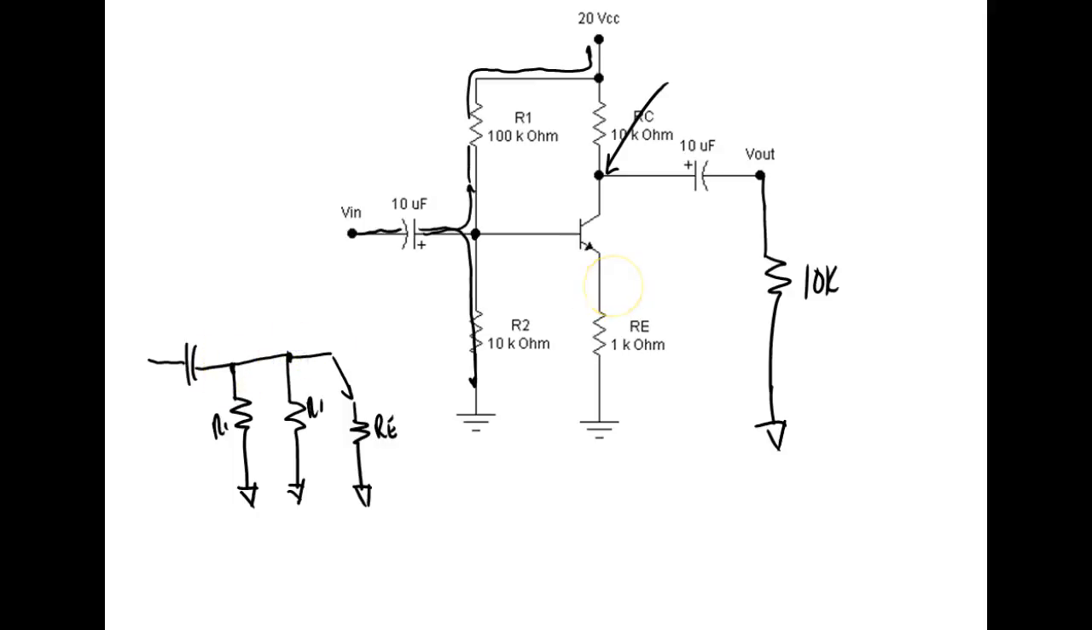Now you've got to understand this transistor has a beta. And what's the typical beta for a 3904? We've already talked about that. So we're using a 2N3904. Typical beta is 100.